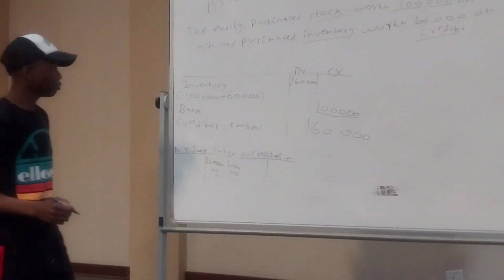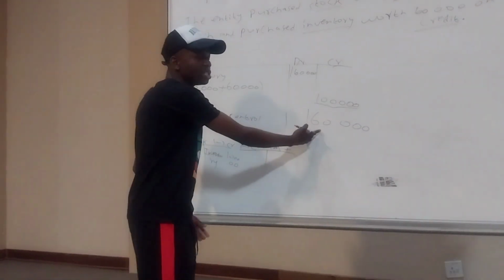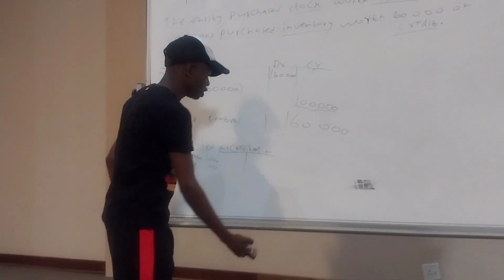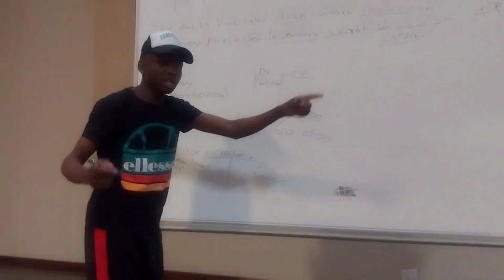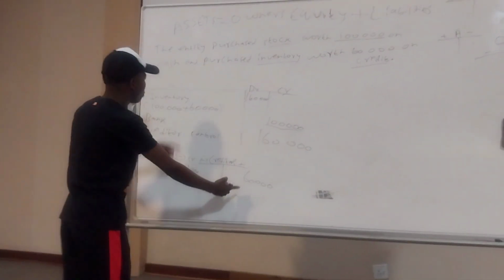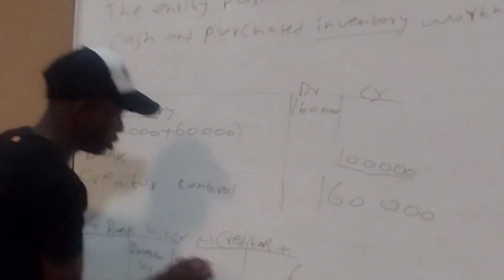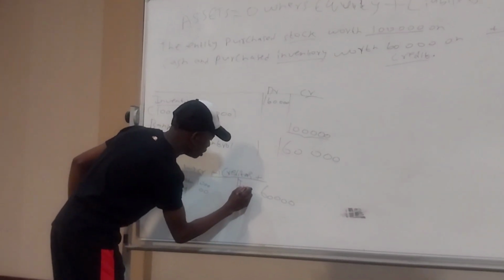Next, creditors control. You credited it here on the general journal by an amount of 60,000. Now we want to know why did you credit this balance here? Because you purchased what? Inventory. The same thing, inventory here.